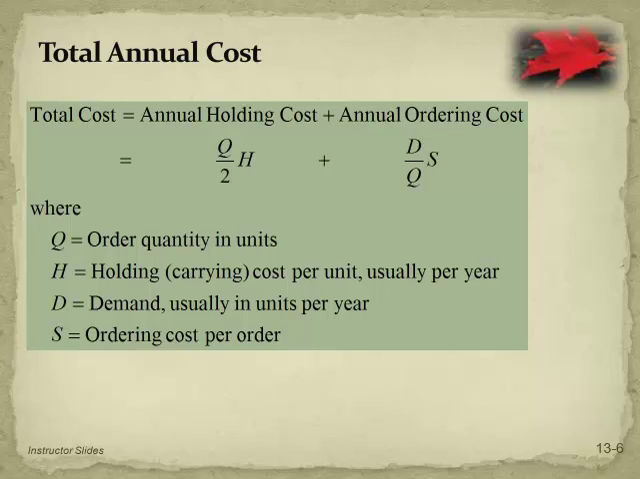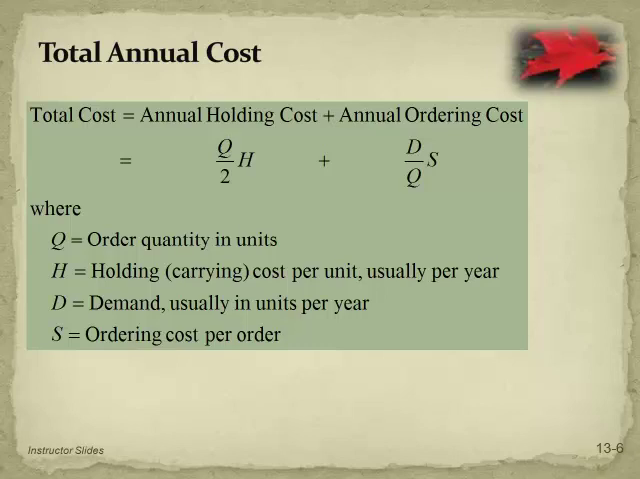And the ordering cost is the cost every time that we place an order. So the letter H represents the holding cost. S represents the ordering cost. We have another variable, the letter D, which represents demand, and almost always the demand is associated with annual demand. So if this is total annual cost, everything in this formula needs to be annualized.